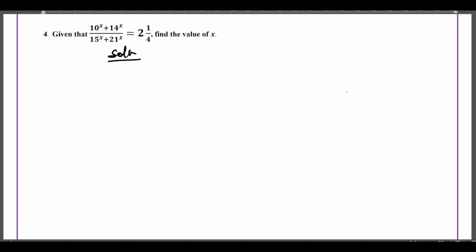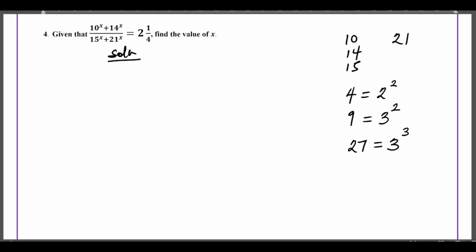For example, a number like 4 can be written as 2 raised to the power 2. A number like 9 can be written as 3 raised to the power 2. A number like 27 can be written as 3 raised to the power 3, so on and so forth. But let's look at the bases here. 10, 14, 15, and 21. None of these numbers can be expressed in index form.